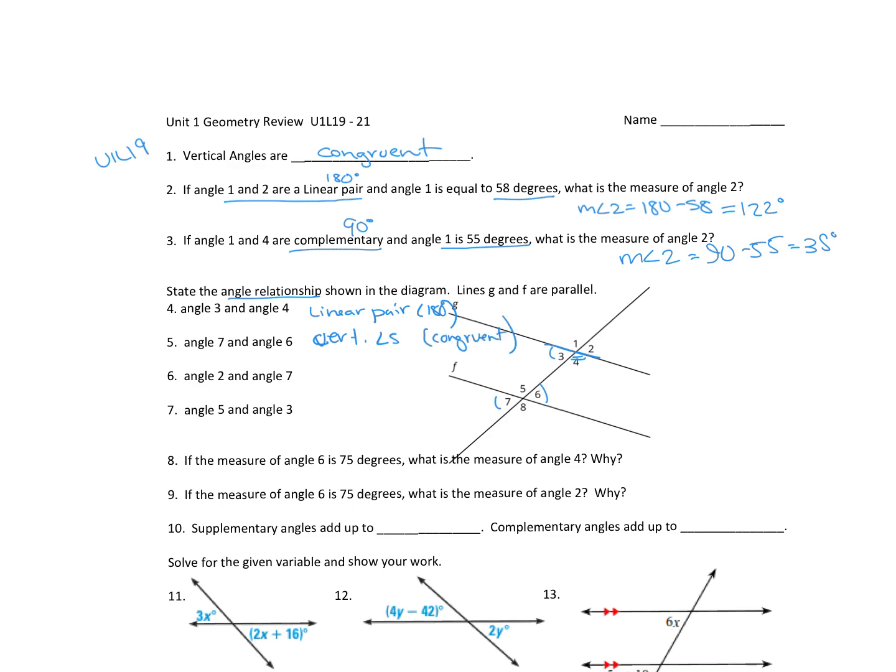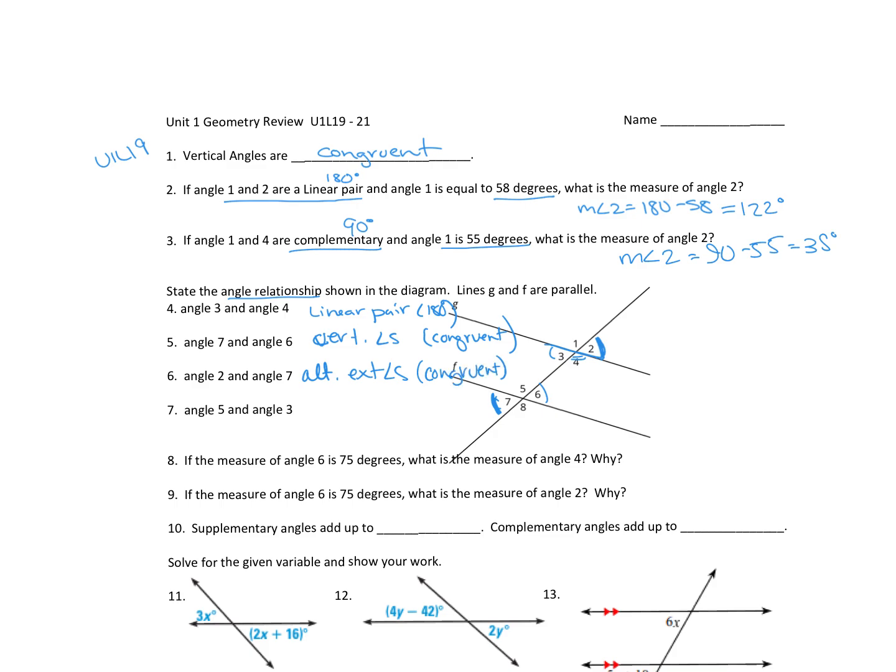2 and 7 are alternate exterior angles. They are on opposite sides of my transversal, and they're on the exterior of my parallel lines. They will also be congruent to each other.